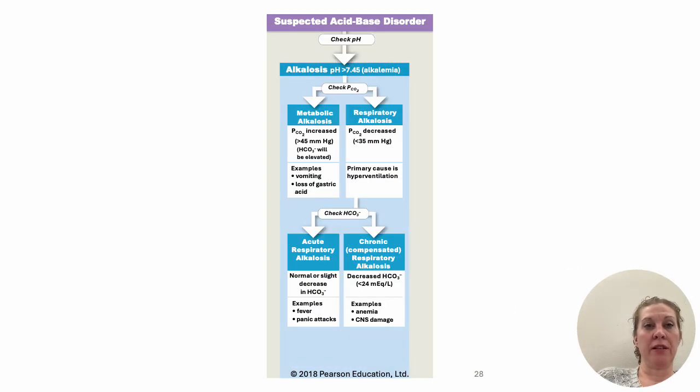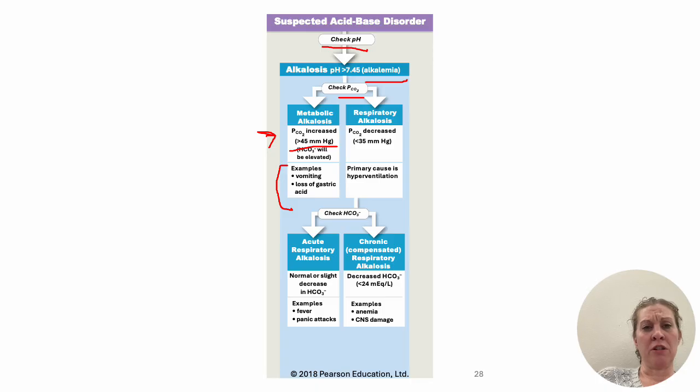Okay, so on the other hand, if you check the pH and it is higher than 7.45, then now you know you have alkalosis. So the next thing you're going to do is check the partial pressure of carbon dioxide again. If the partial pressure of carbon dioxide is increased, greater than 45 millimeters of mercury, it means the carbon dioxide levels are elevated, and that could occur in the case of vomiting or loss of gastric acids. Those would be metabolic causes for alkalosis.